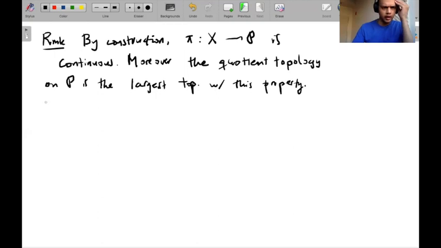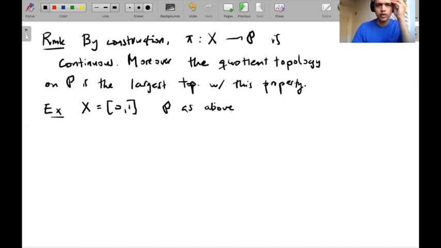Okay, so let's return to the first example I gave, the circle. With X the interval [0,1] and P as above, points in the interior are each in a singleton, and 0 and 1 are together in their own subset. So the claim is that P with the quotient topology is topologically equivalent to the circle.